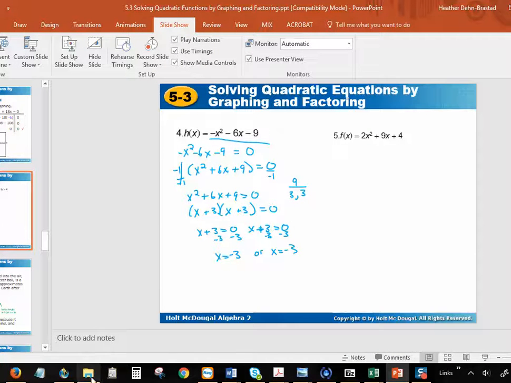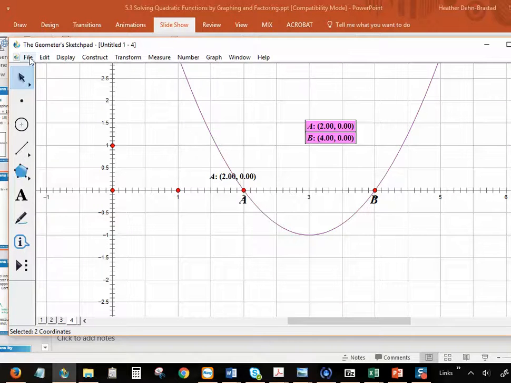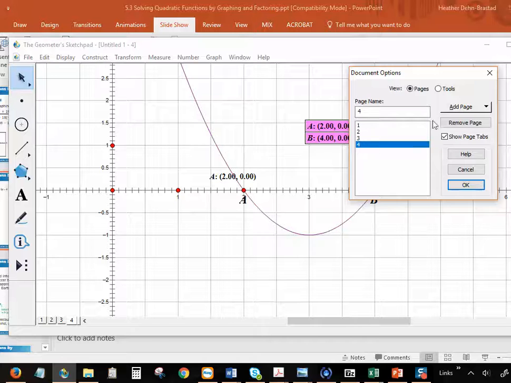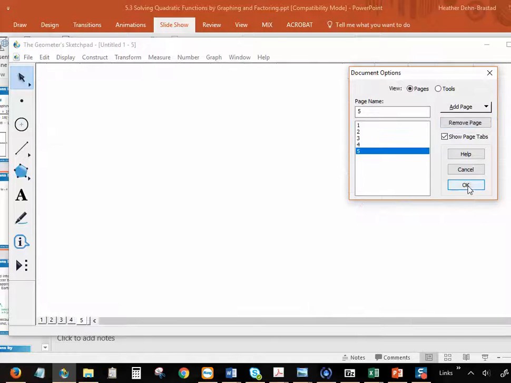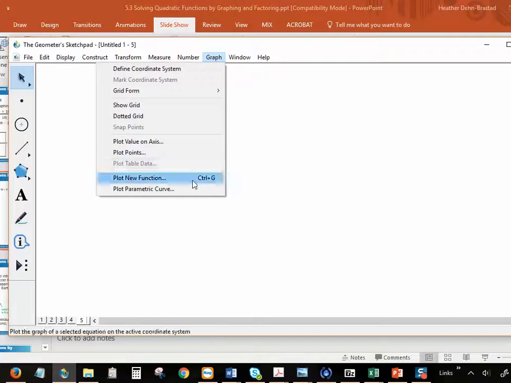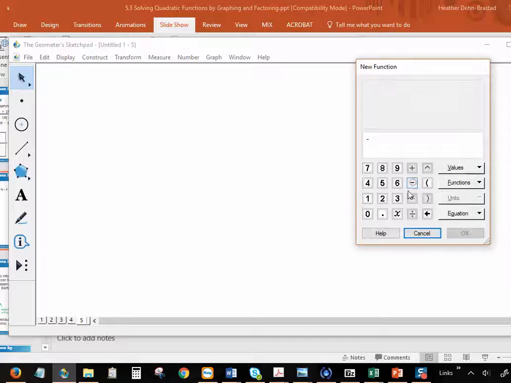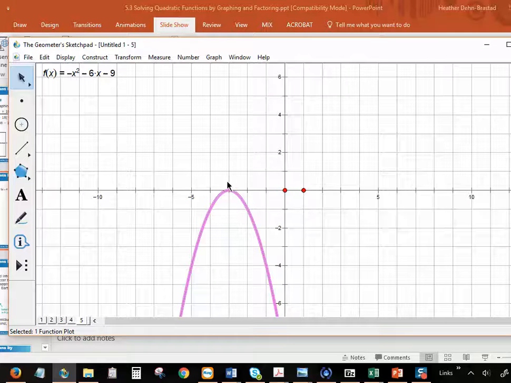Okay, go back to my Sketchpad. I'm going to add a new page. So I go to File, Document Options, Add Page. The function, the original before I divided everything by negative 1, was negative x squared minus 6x minus 9. So it's going to open downward. And look at it, it only touches the x-axis at one point. That's where the vertex is.